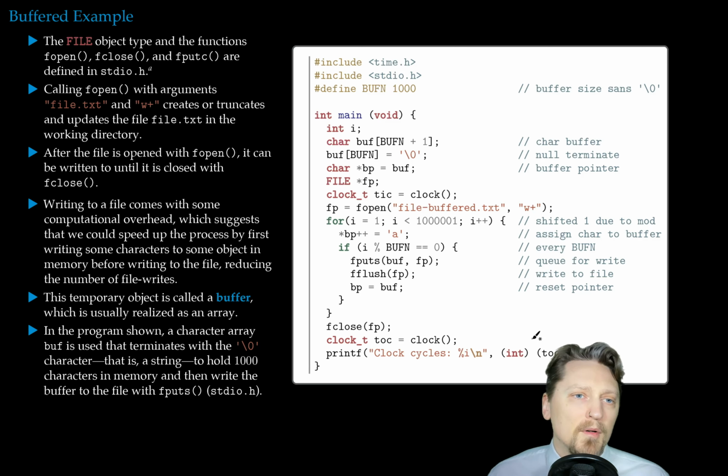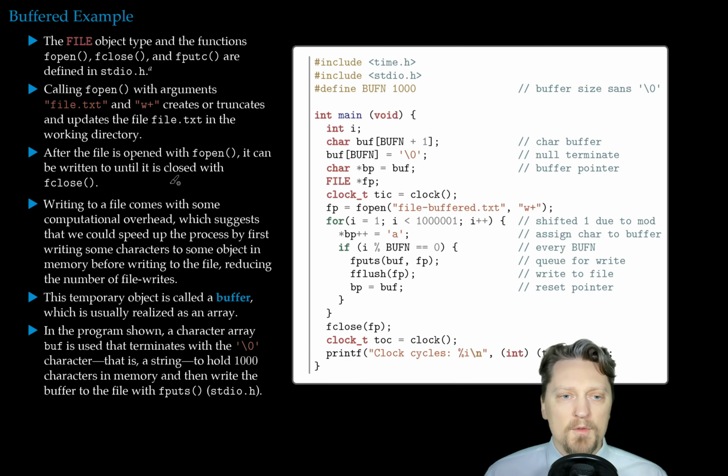A buffered example. The file object type and the functions fopen, fclose, and fputc are defined in stdio.h. Calling fopen with arguments file.txt and w+ creates or truncates and updates the file file.txt in the working directory. After the file is opened with fopen, it can be written to until it is closed with fclose.